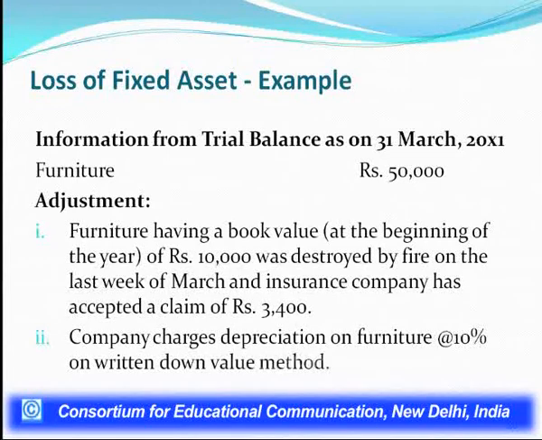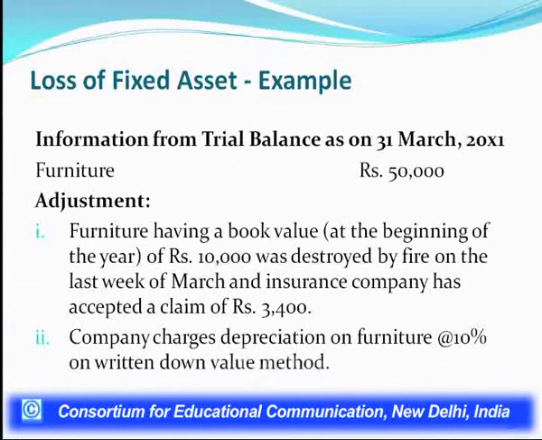We could see this with the help of an example. Like the information given in trial balance at the end of the year is furniture rupees 50,000, and adjustment is given. Furniture having a book value at the beginning of the year of rupees 10,000 was destroyed by fire on the last week of March, and insurance company has accepted a claim of rupees 3,400. Another point is given, the company charges depreciation on furniture at 10% on written down value method.